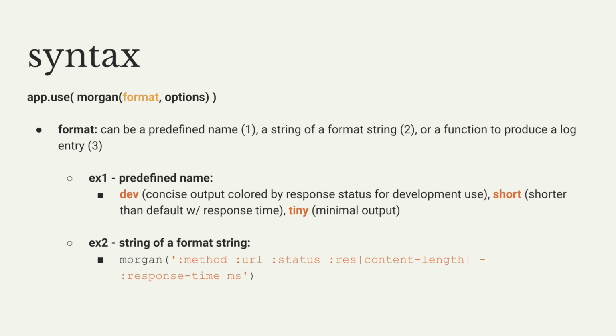So here, format could be a predefined name, so a lot of different keywords that exist under the NPM Morgan documentation. It could be a format string, or a function to produce a specific log entry. As I said earlier, the predefined name is given to us through the documentation. For example, we have dev, which is more concise output colored by response status for development use, short, which has a shorter than default output with response time, and lastly tiny, which is minimal output.